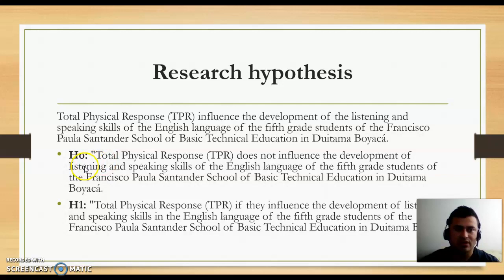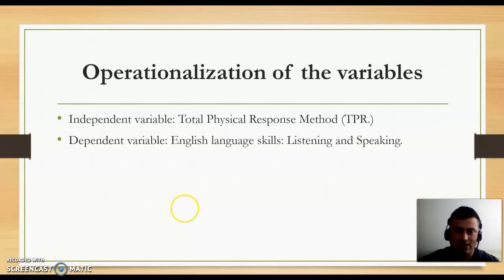As for the hypothesis, we have the influence on the development of listening and speaking skills: without total physical response, it doesn't influence the development of listening and speaking skills. On the other hand, total physical response does influence the development of listening and speaking skills. That is the hypothesis. And we have the last one, the operationalization of the variables: the independent variable is the total physical response method, and on the other hand the dependent variable is English language skills, that is listening and speaking.